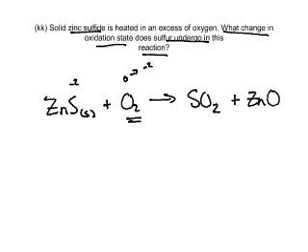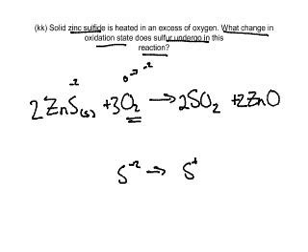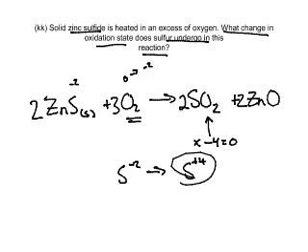Now, I believe balancing this is a little trickier than it looks. I think you need to put a 2 here, a 2 here, a 2 here, and a 3 there. And the sulfur went from minus 2 up to positive 4. Why is it positive 4 here? Because O is minus 2, so x minus 4 equals 0. So x, of course, is 4. So that's what it's changing.